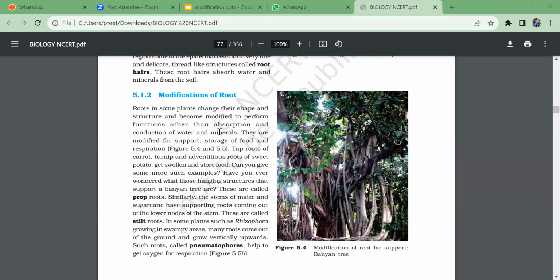Primary function, root का primary function क्या है? Absorption of water and minerals, anchorage. वो जो पहले हमने पढ़ा ना, anchorage, absorption of water and minerals, site of hormone synthesis. This is the primary function of the root. Root को ये काम करना ही चाहिए, okay? उसके अलावा कोई और काम करेगा, if it is doing something else, that is modification.